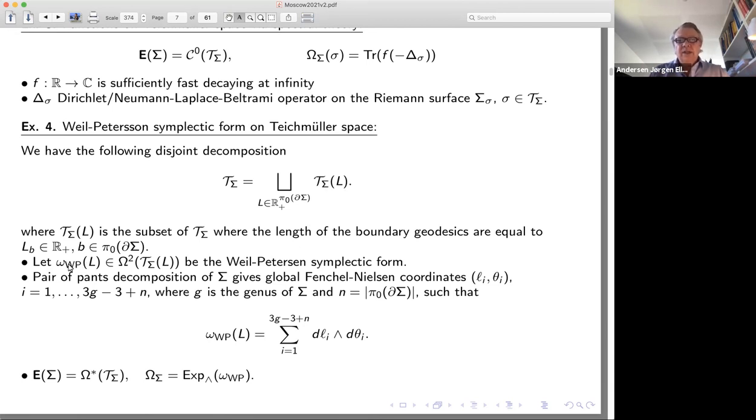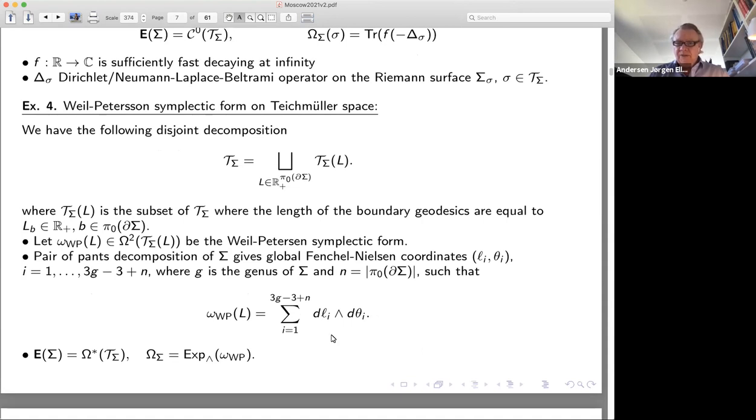Now what I will consider is omega of sigma, depending on L. It's a 2-form on the Teichmüller space where I fix the length of the boundaries to be L. And this is the Weil-Petersson symplectic form. And so if I'm given a pants decomposition of the surface sigma, I have global Fenchel-Nielsen coordinates on that Teichmüller space, which are l_i, theta_i, where the index runs from 1 up to 3g minus 3 plus n. g is the genus of the surface, and n is the number of boundary components. And then the Weil-Petersson symplectic form is given exactly like this.